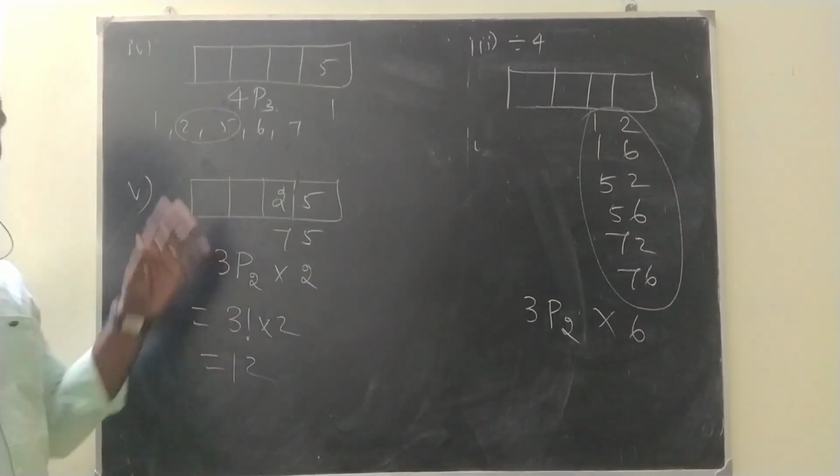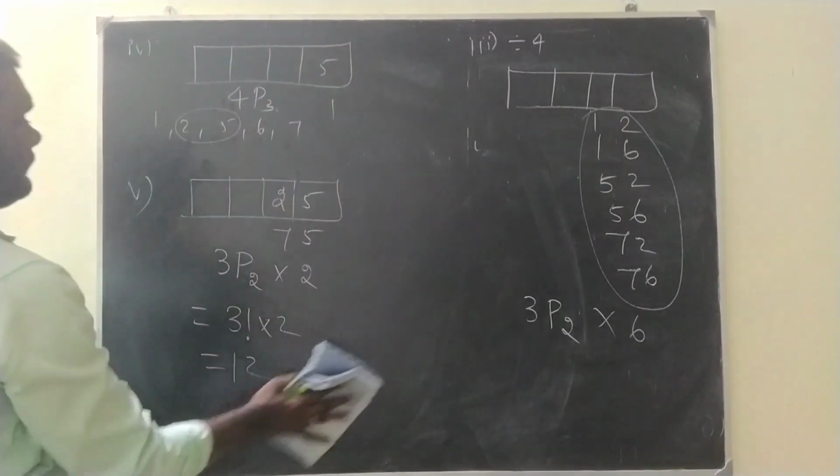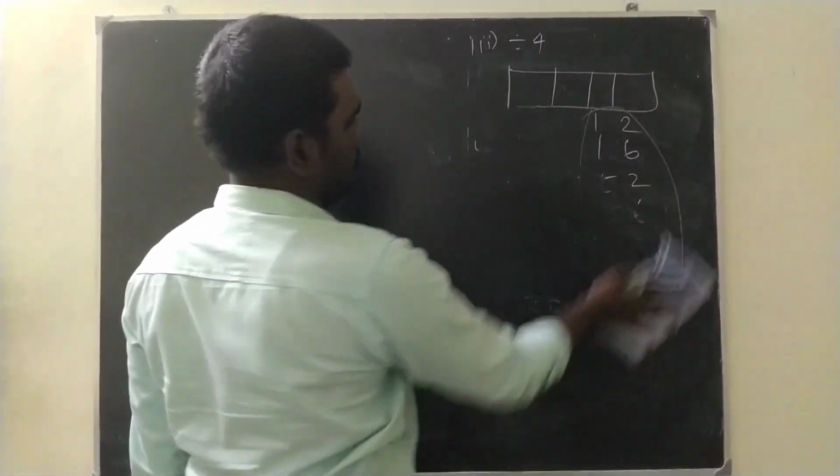Okay. Shall I erase this? Next. See, the dictionary order question, you just keep it, I will explain at last. Next, the first question in the next set.